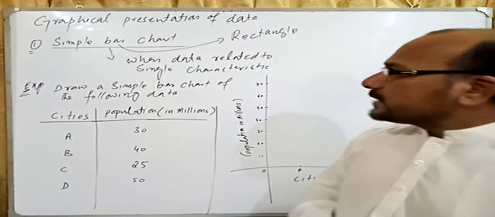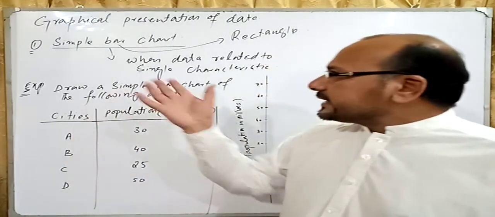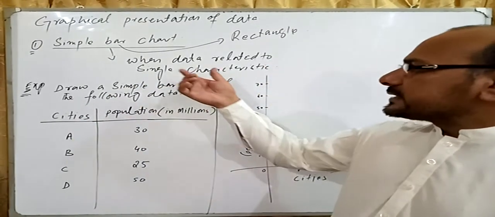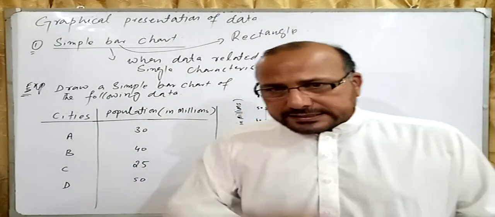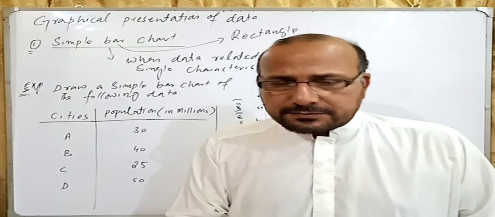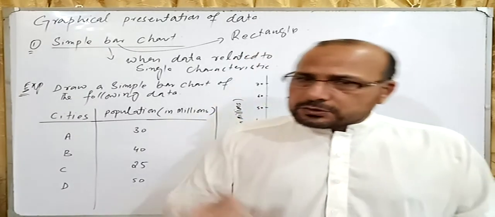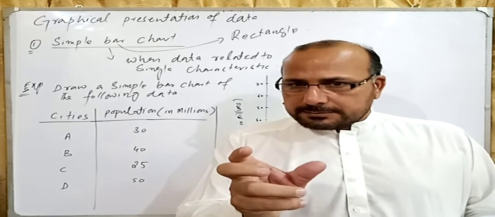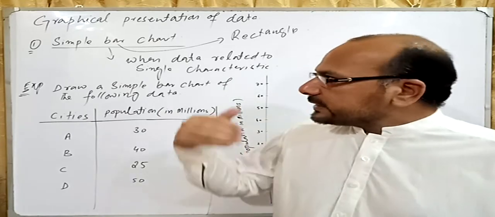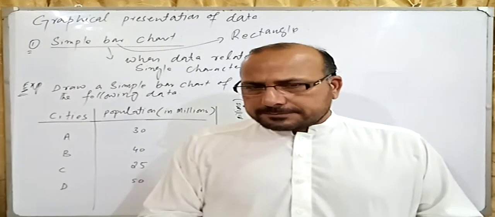A simple rectangular chart we can draw if the data is related to a single characteristic. Single characteristic means if the data are related to only one characteristic. For example, if we are talking about only one variable. So if the data has a single variable, we can represent that data by drawing what? A simple bar chart.